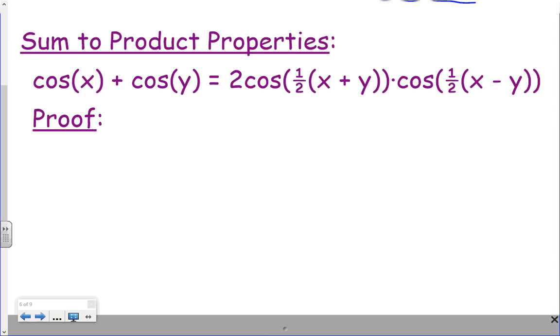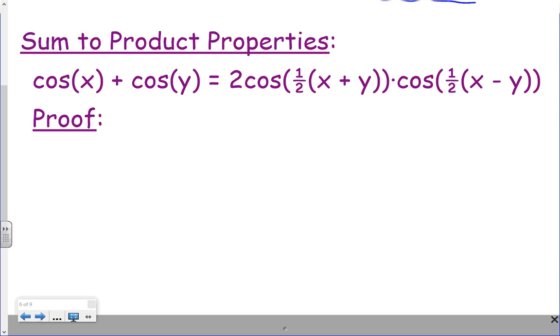So it's a little more complex there, but it's 2 times the cosine of 1/2 the sum of x and y times the cosine of 1/2 the difference. Again, the sum of 2 cosines here turns out to be the same as 2 times the product of 2 cosines to go from a sum to a product.